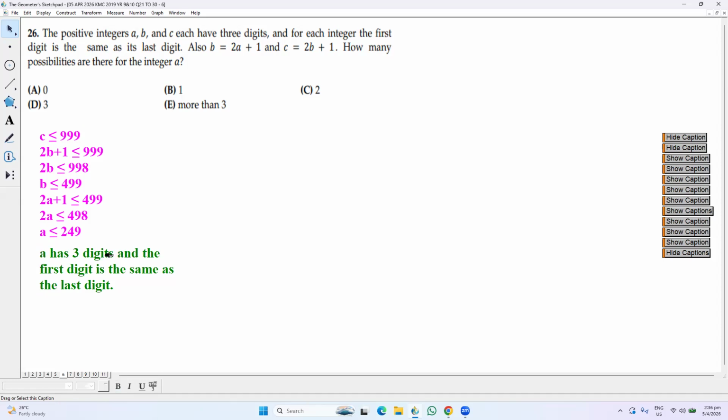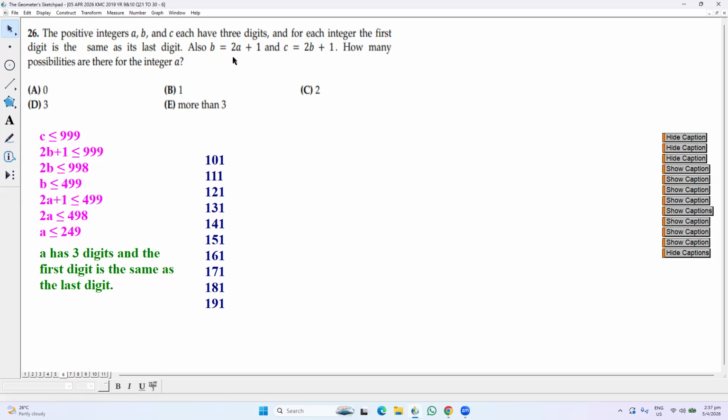A has 3 digits and the first digit is the same as the last digit. If it's less than 249, we list those that start with 1. First digit is 1, last digit must also be 1. The middle digit can be 0 to 9. Then we can have those that start with 2. But we look at those that start with 1 first. We look at this group first, and do those starting with 2 separately later. So this is our A.